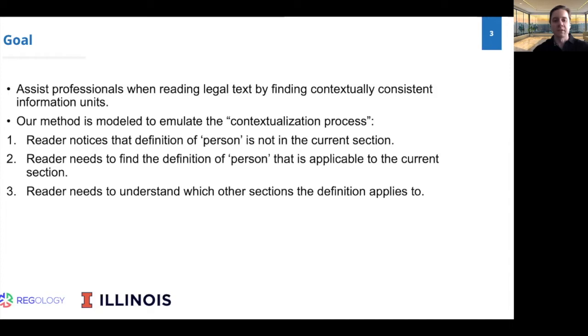We try to assist professionals when reading legal text by finding contextually consistent information units. What these units are, I will explain later on. Our method is modeled to emulate what we call the contextualization process, which is made up of 3 steps. In the first step, the reader notices that the definition of "person" is not in the current section. In the second step, the reader needs to find the definition of "person" which is applicable to the current section. And since there are many definitions of the word "person," the reader has to know which is the correct one, which applies to that specific section he or she is reading. In the third step, the reader needs to understand which other sections this definition applies to.